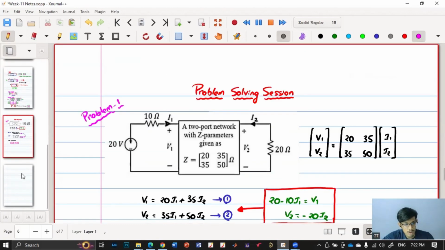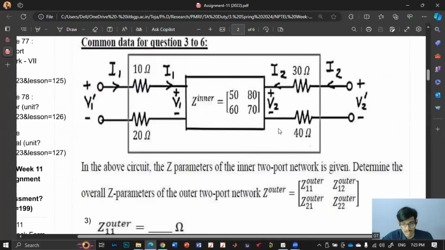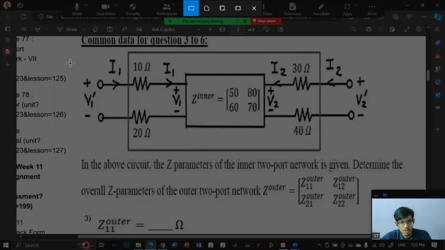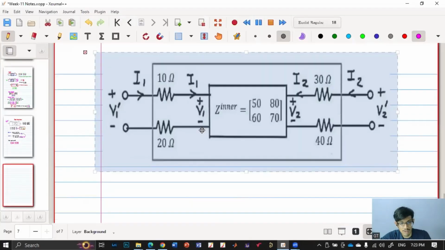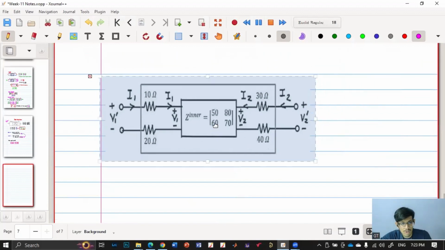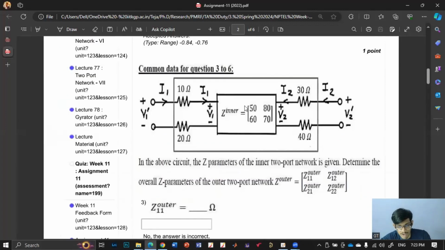Now we'll go to problem number two. So we'll solve this question. Let me just take a screenshot of this. Okay, so let us read the question. They're giving the inner two-port Z parameters as 50, 80, 60, 70, and they have connected some resistance at the output, and they're asking what is Z outer, the Z parameters of this overall two-port network.